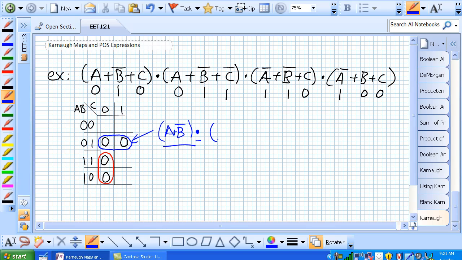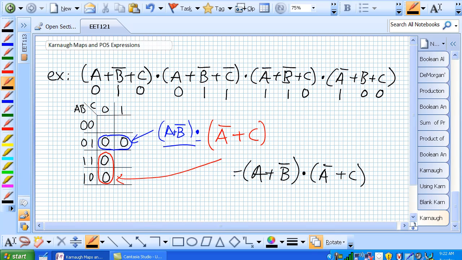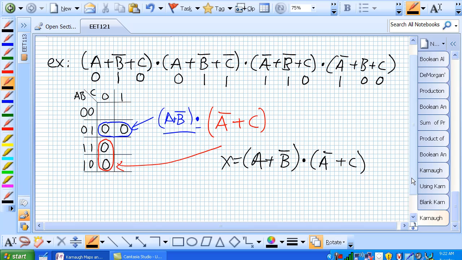Our next sum is actually going to be in red, so let me switch pencils. This one here, what is this? It looks like A has to be a 1, so it's going to be not A, or, and in this case, B can be either 1 or 0, so it doesn't matter. C has to be 0. So our resulting expression should be A or not B, and not A or C, equals our output X.